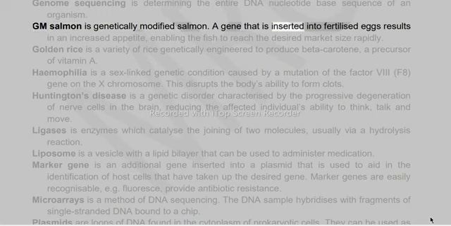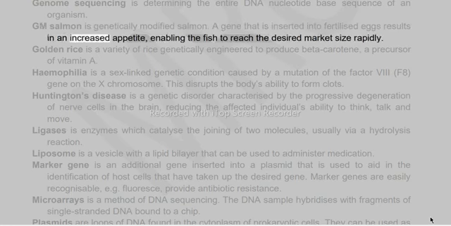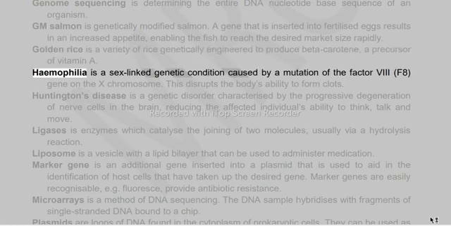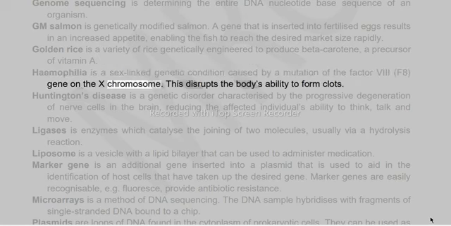A gene that is inserted into fertilized eggs results in an increased appetite, enabling the fish to reach the desired market size rapidly. Golden rice is a variety of rice genetically engineered to produce beta-carotene, a precursor of vitamin A. Hemophilia is a sex-linked genetic condition caused by a mutation of the factor VIII, F8, gene on the X chromosome. This disrupts the body's ability to form clots.